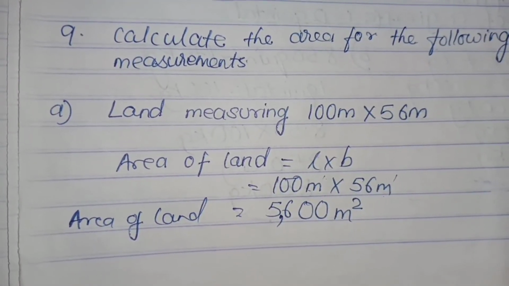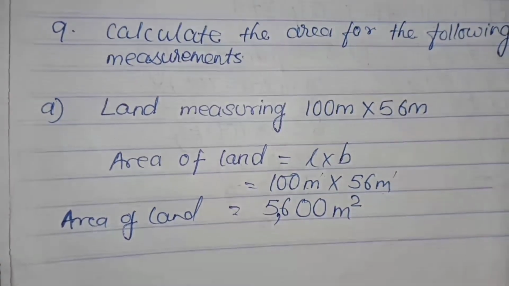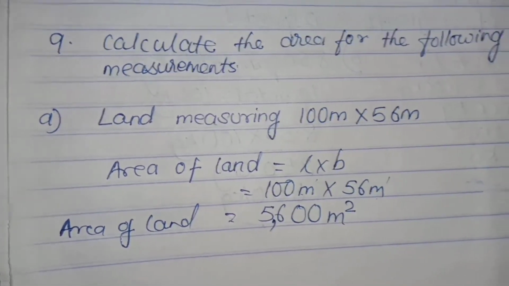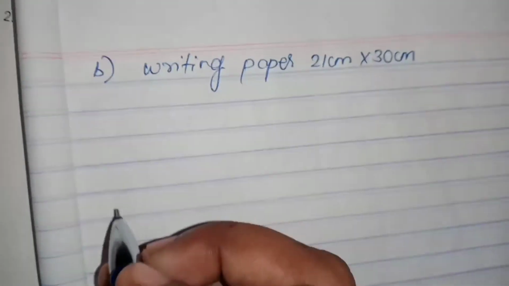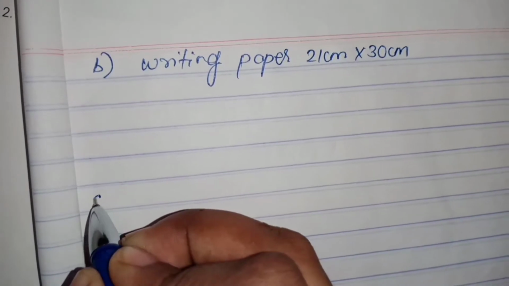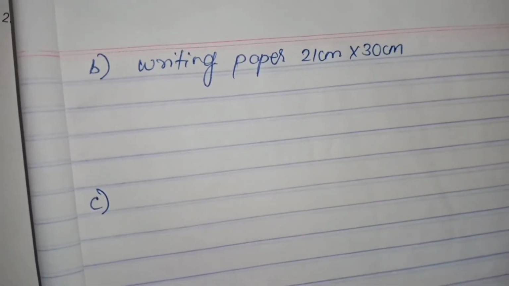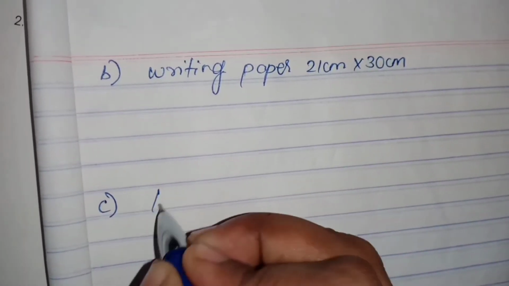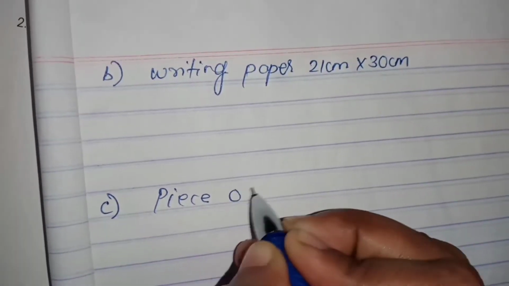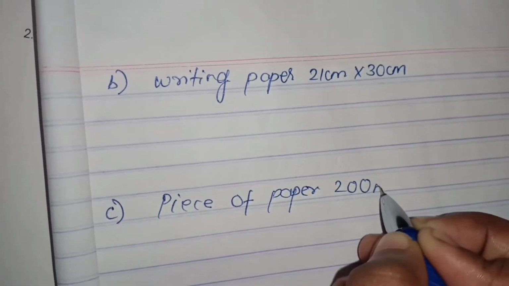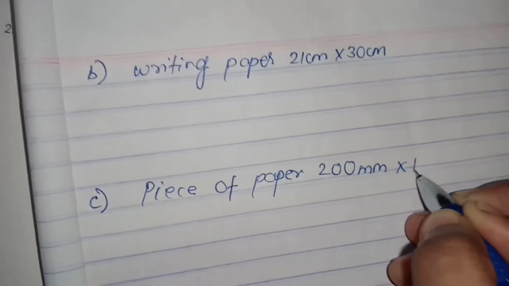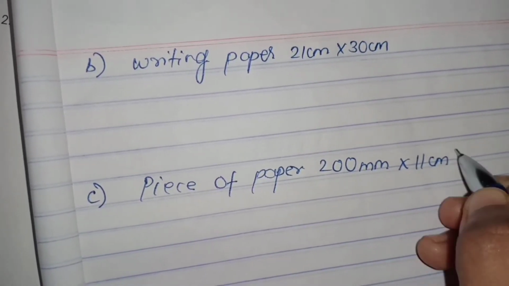Part B will be your homework. It is easy. Now I will do part C because the units are different. So part B will be your homework. I will do directly part C. And what is the part C question? Piece of paper, 200 millimeter into 11 centimeter.